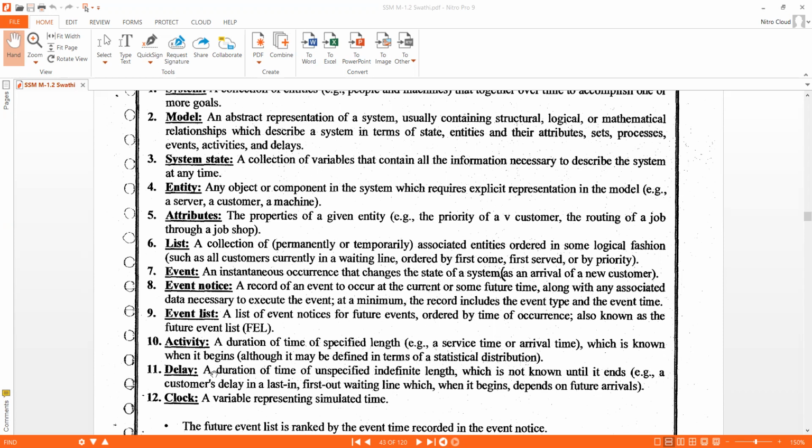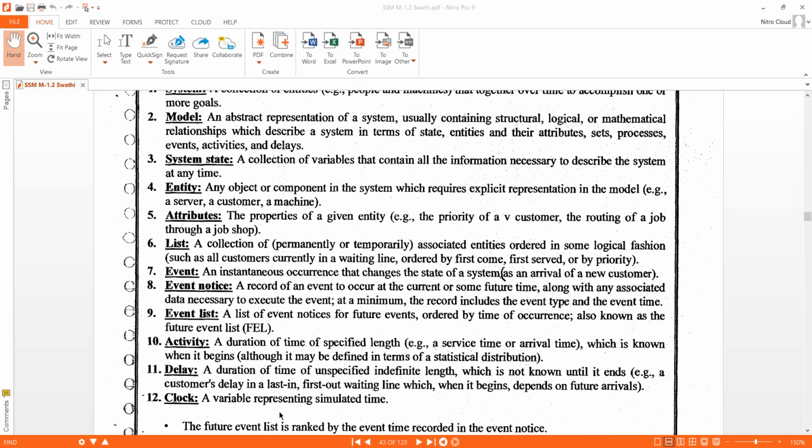Delay: we don't know its length until it ends. Something like an indefinite length of time duration, which is not known until it ends, is called delay. Example: a customer's delay in a last-in-first-out waiting line, which, when it begins, depends on the future arrivals. Okay, next term is clock.